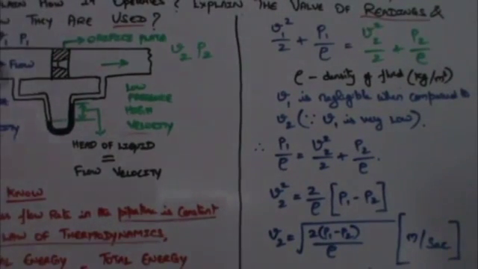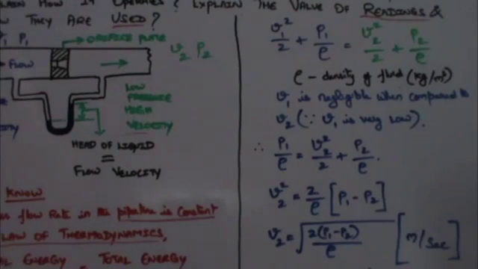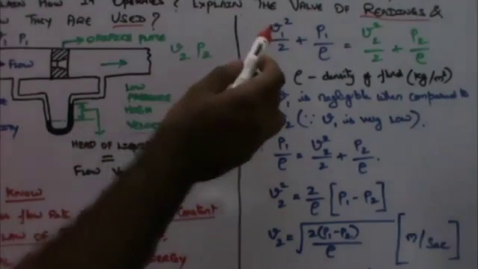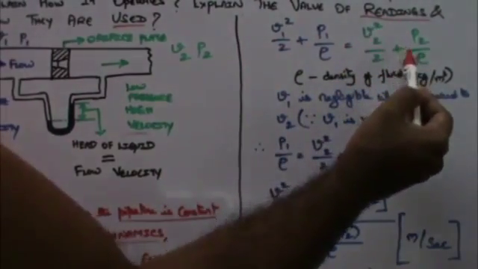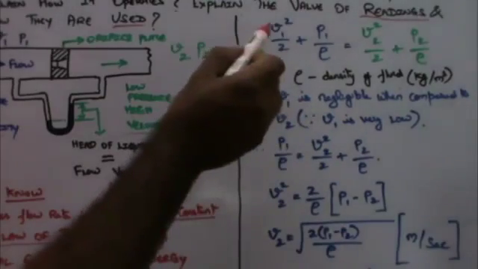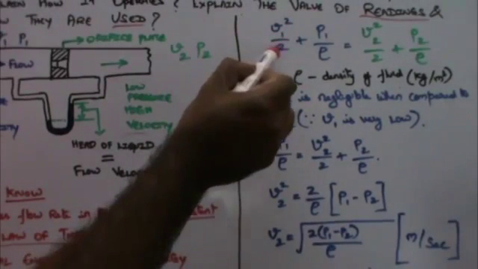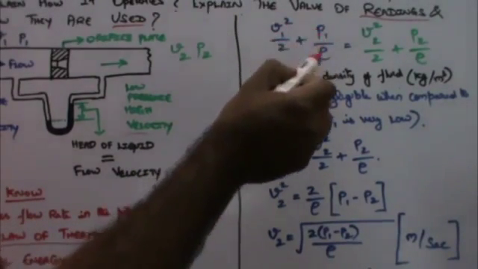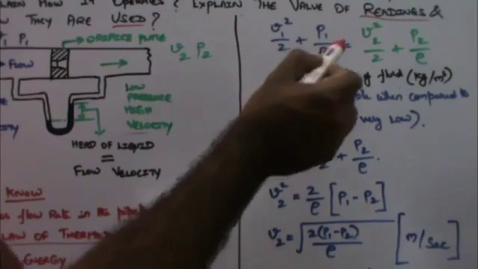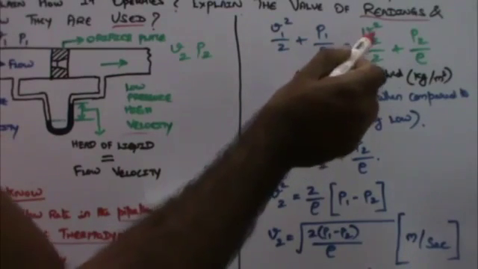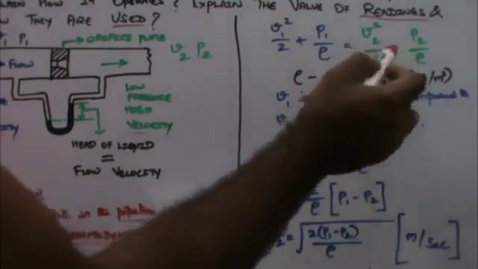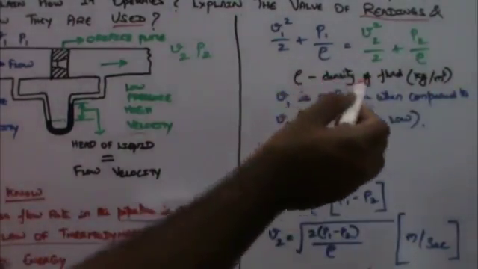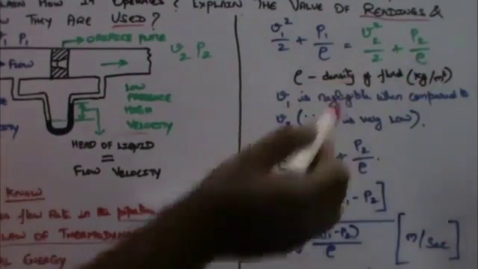Let's see how the values are useful in calculating the fuel oil flow. As I said, the potential energy and the kinetic energy upstream is equal to the potential energy and kinetic energy downstream. V1 squared by 2 is the kinetic energy, plus P1 by rho is the potential energy, is equal to V2 squared by 2 plus P2 by rho. That is the energy downstream, and rho is the density of the fluid in kilograms per meter cubed.